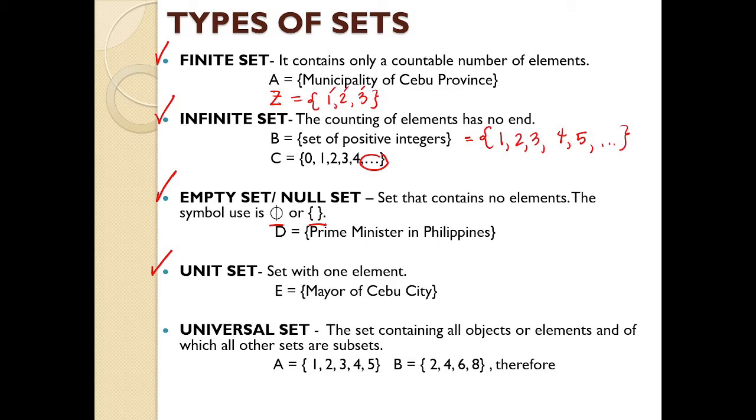Sir, it has 1. Next is 2. Next, sir, 3. Sir, 4, and 5. Then 6 and 8. That is the universal set. You list all the elements. Is the universal set clear?